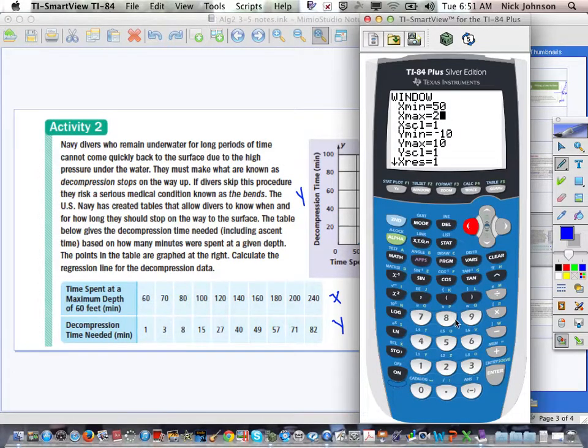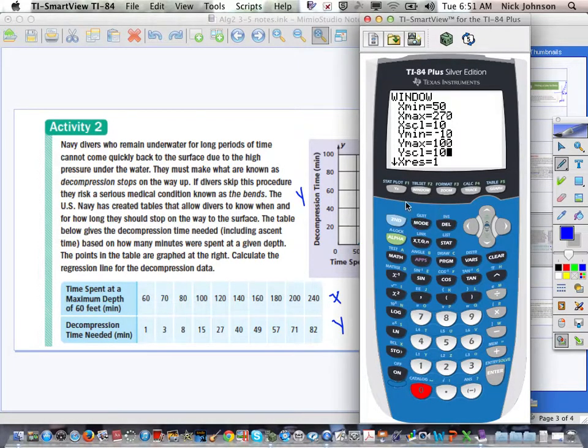And maybe I should say 50 to 260, 270, and we'll go up by tens. On my Y, my Y min needs to be at 1, and it needs to go all the way to at least 82. So we probably need to stay at a negative 10, and let's go up to 100. And let's go up my scale by 10 as well.